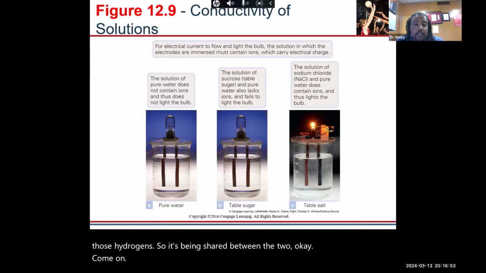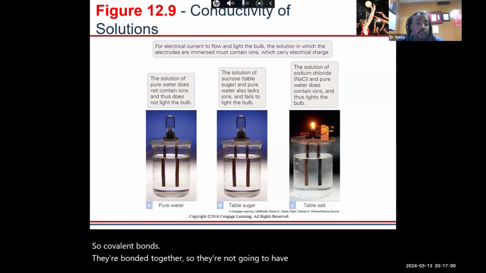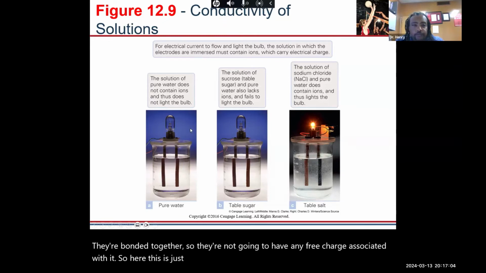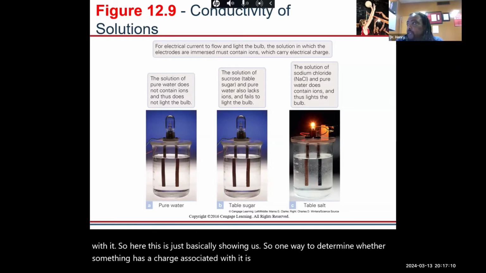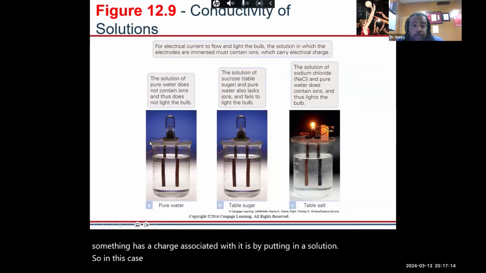So covalent bonds, they're bonded together, so they're not going to have any free charge associated with it. So here, this is just basically showing us. One way to determine whether something has a charge associated with it is by putting it in a solution. In this case, we have just pure water, 100% water.